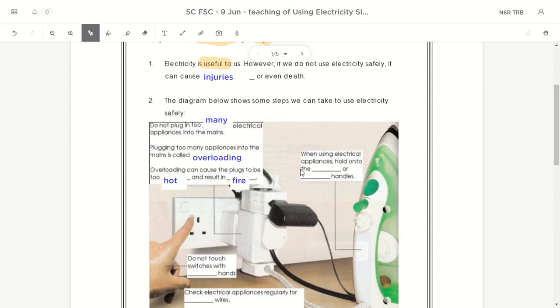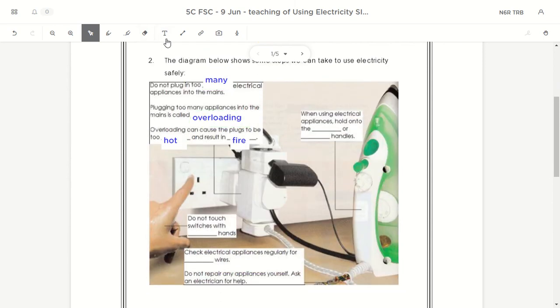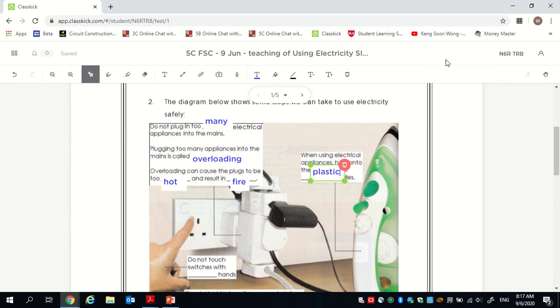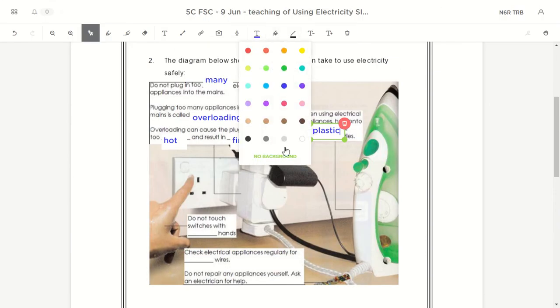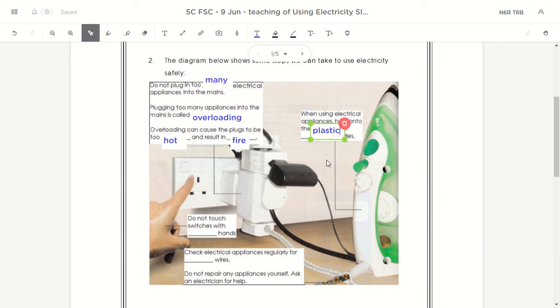Same thing when you are handling electrical appliances, make sure that you are holding on to the plastic handles. That's right there, plastic. Maybe we just take away the background so we can see. Okay, plastic over here. So when you're holding on to electrical appliances, make sure you hold on to the plastic part of the handle, or the wooden part of the handle, if there's wood.